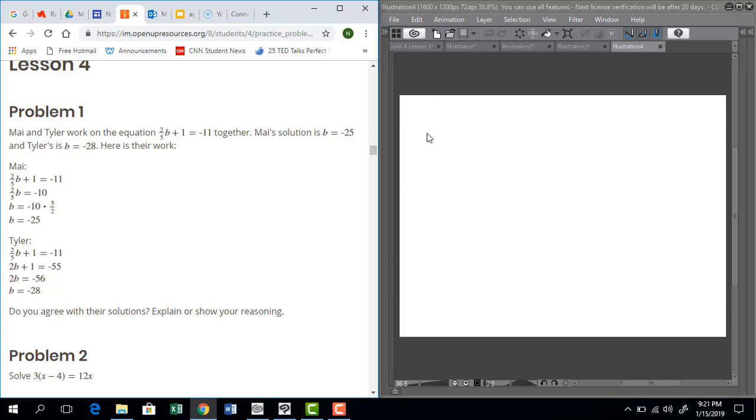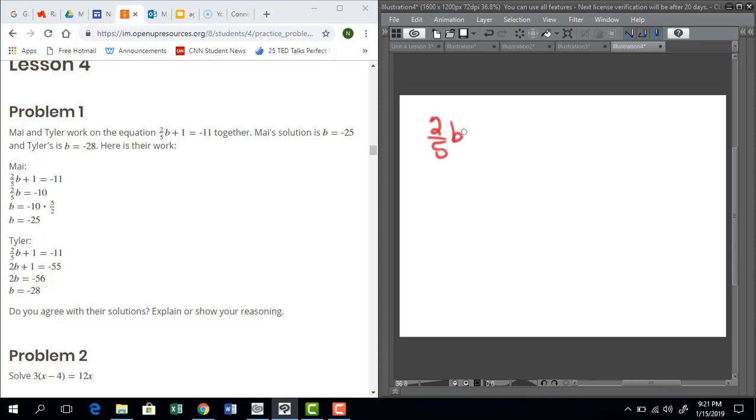Well, the first thing that you should notice in May's solution, she had 2/5 b, which means 2/5 times b, plus 1 equals negative 11. What May did was it looks like she added 1 to both sides, and that would have given her 2/5 b equals negative 10, but that is incorrect. You can't do the same thing. There's the same sign. You have to do the opposite sign.